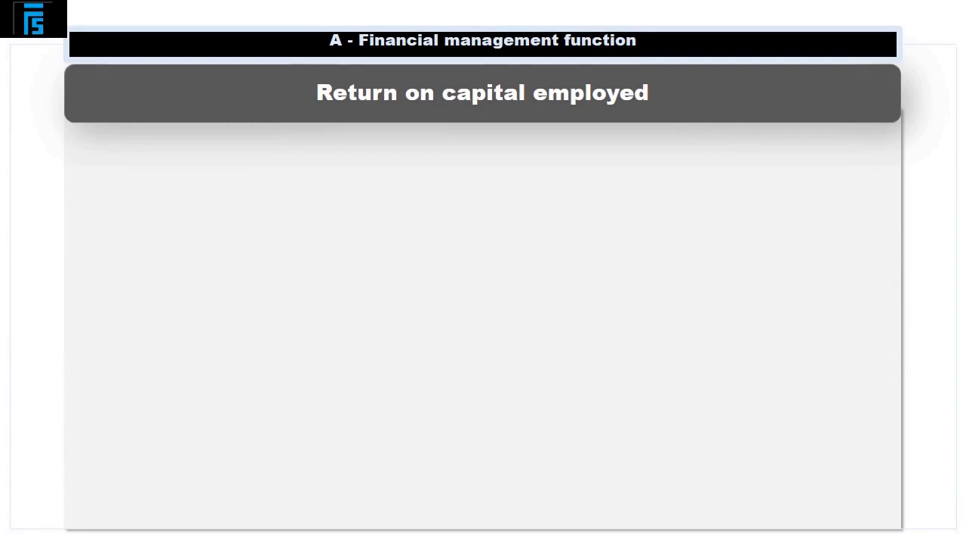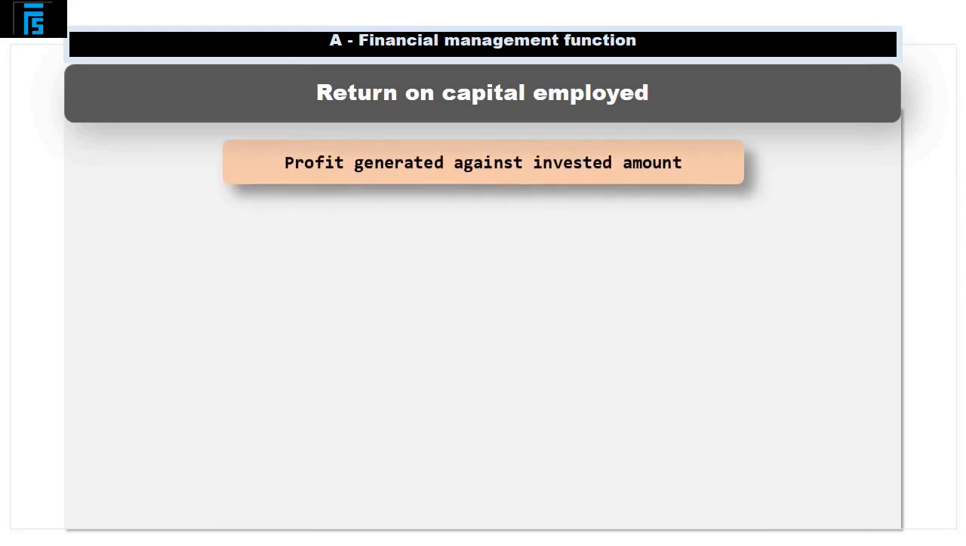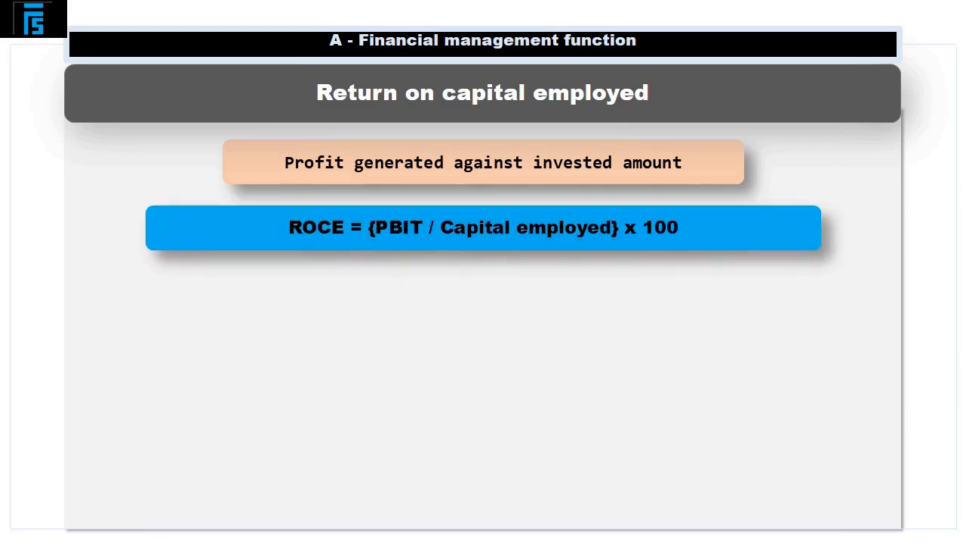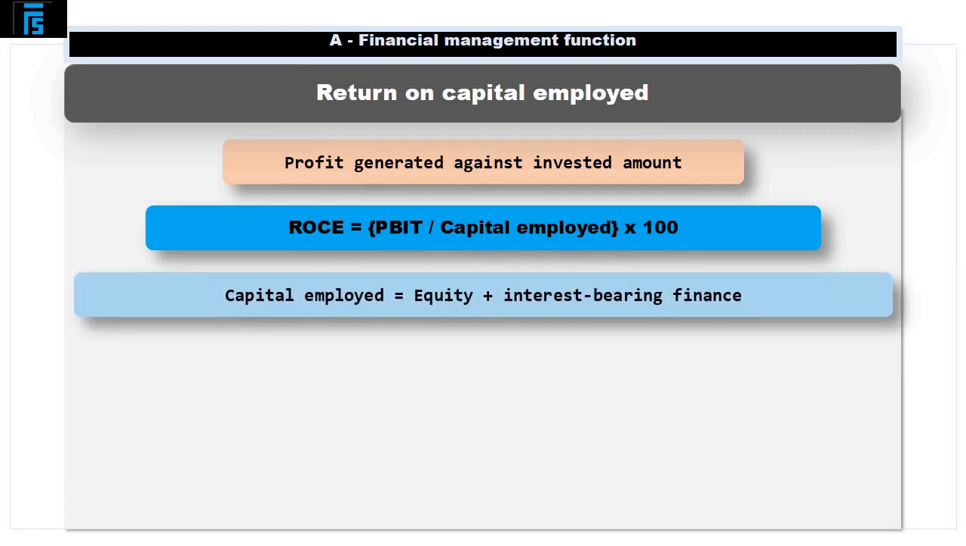This ratio is very important to investors because they can assess how much profit is being generated for the amount they invested. It can be used to compare the returns offered by different companies. The formula to calculate it is profit before interest and tax divided by the capital employed, and then getting the percentage. Capital employed is measured as equity plus interest-bearing finance, so long-term loans plus share capital and reserves.